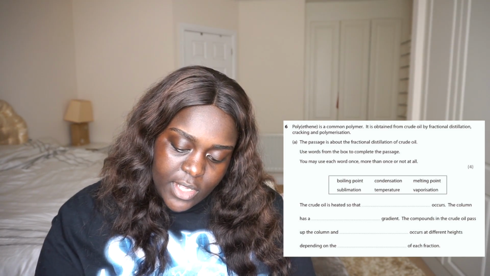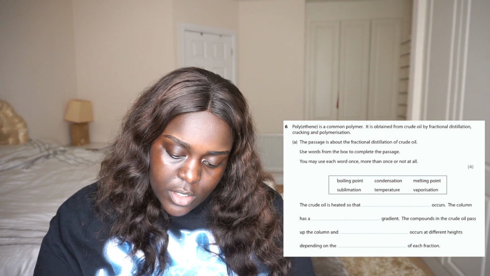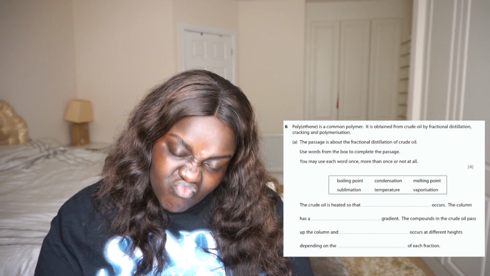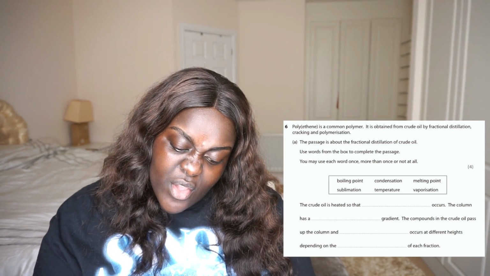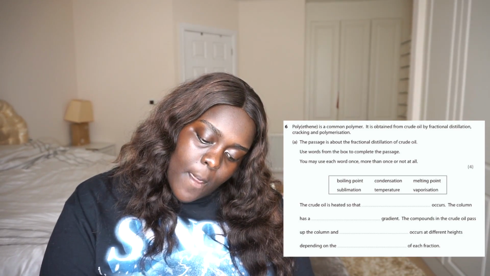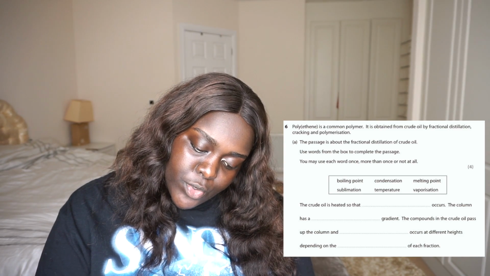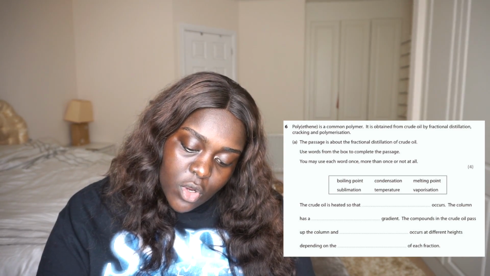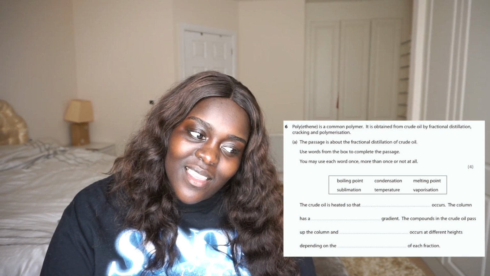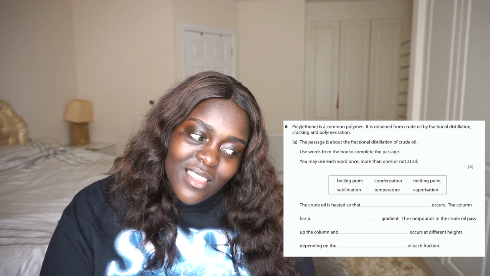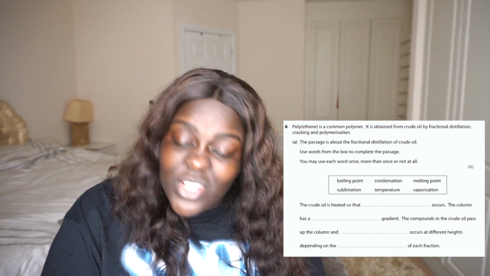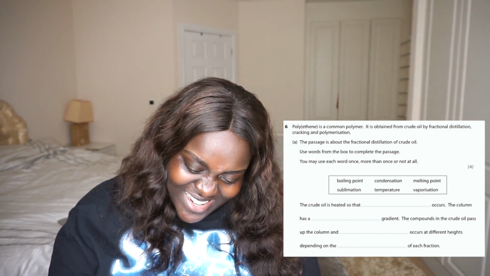Depending on the something of each fraction. So it's either boiling point or melting point. I don't think you can melt oil. So I'm going to go for boiling point for the last one. So the first one, the crude oil is heated so that, it's either sublimation or condensation. I don't even know what sublimation is. Do you know what? I'm going to say sublimation anyway, even though I don't know what it is. But I just can't imagine it being condensation. Do you know what I mean?